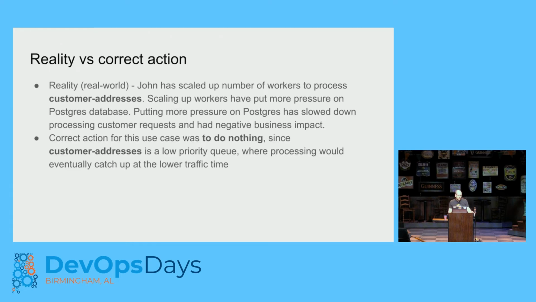So, reality versus correct action. Reality, in this case: John did scale up the number of workers. And scaling up the number of workers actually did put more pressure on the database. And putting more pressure on the database slowed down processing of more important customer requests. So the correct action for this use case was to do nothing, since it was a low priority queue where processing would eventually catch up at the low traffic time.